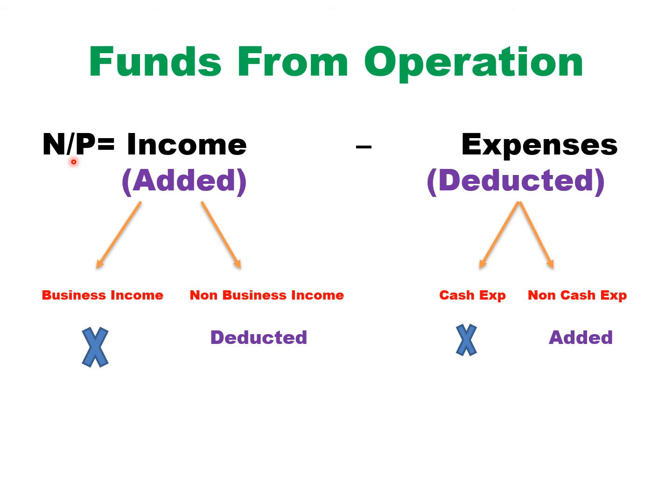The formula to calculate the profit is income minus expense. Generally, we add the income and deduct the expenses. We do this in the P&L account: credit side total minus debit side gives profit. Normally incomes are added and expenses are deducted. But we add business incomes and we also add non-business incomes. In the P&L account the incomes are recorded on the credit side, both business and non-business.